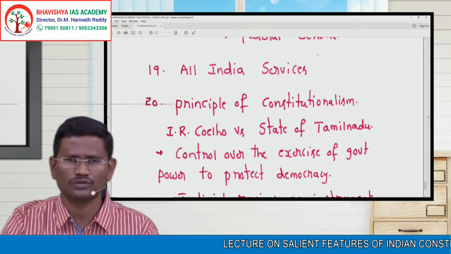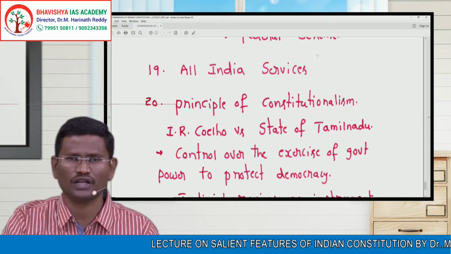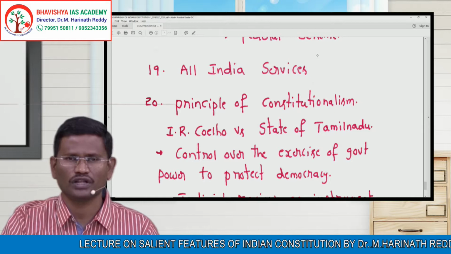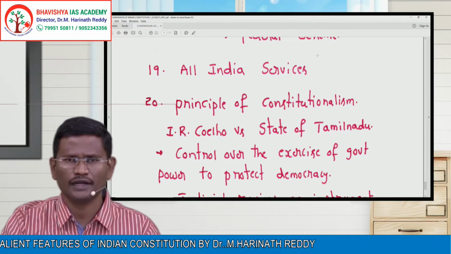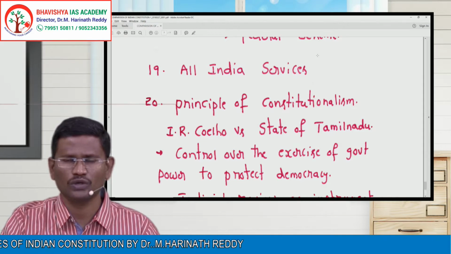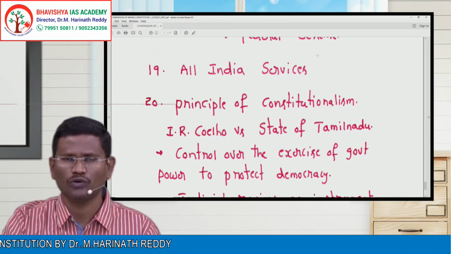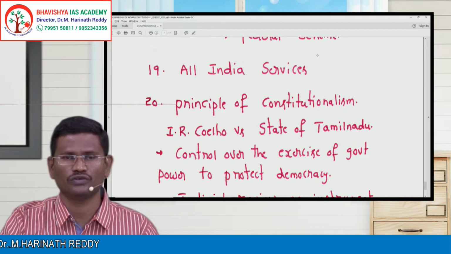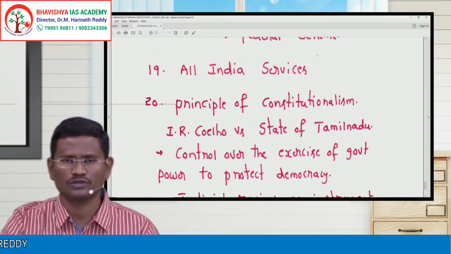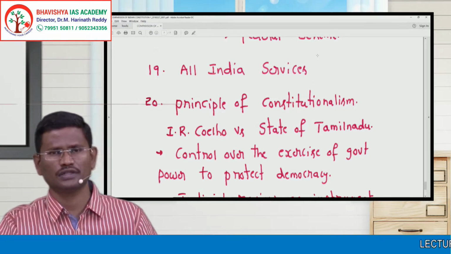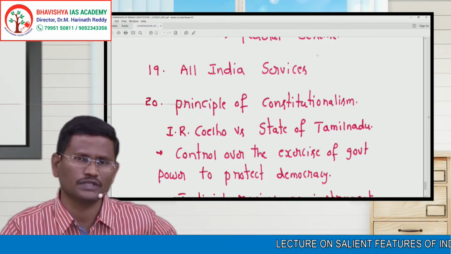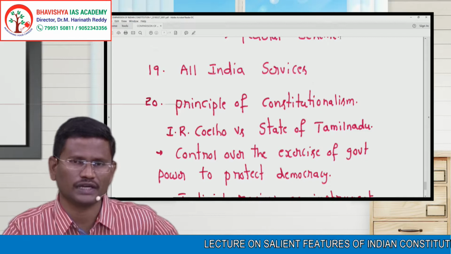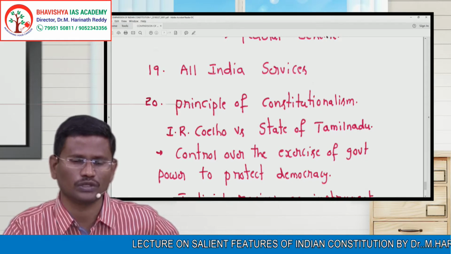Remember, American Constitution is an example for a true federation. In all the true federations, the states are very powerful. The center is relatively weak. And All India services in India are a tool in the hands of the union government over the state government. So it is a unitary feature. So All India services are those services which are common to the center and the states. The reason why we have All India services is to protect the unity and integrity of India, and to ensure the standards of administration throughout the country.